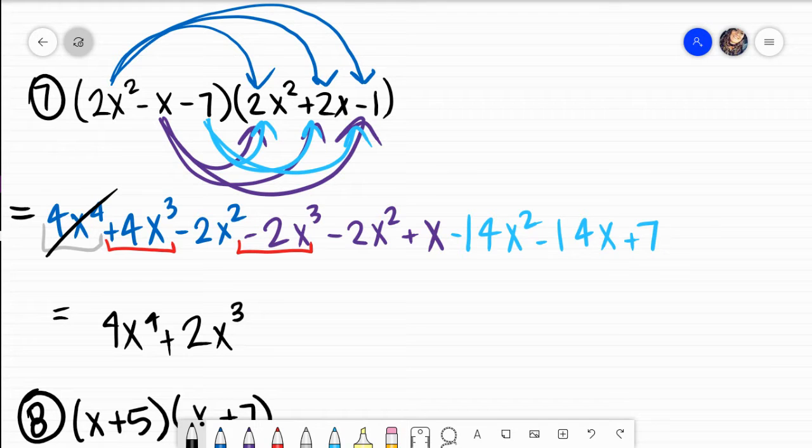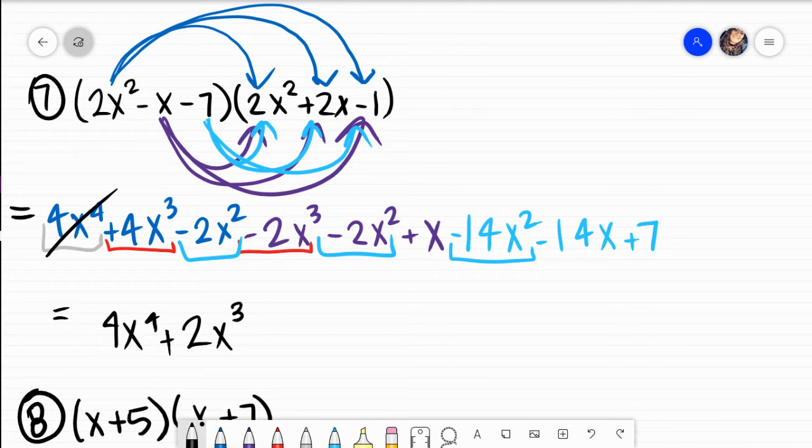So let's go on over to our next term. What we have is our x squared terms, right? Negative x squared, or negative 2x squared, sorry. Another negative 2x squared. There's a negative 14x squared. Those are all x squareds.